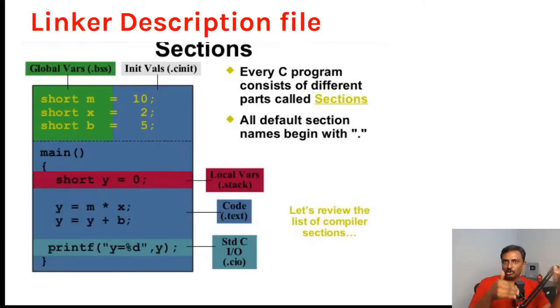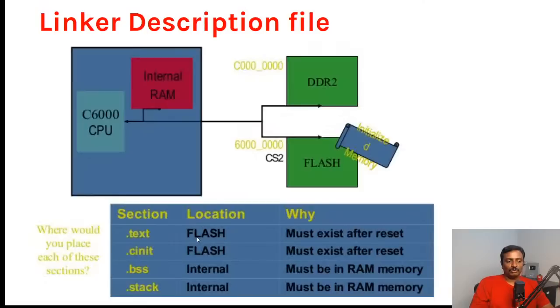So every C code, whenever you write a C program, I'll just repeat, this C program will be divided into sections, like .cinit sections, .bss sections, .stack sections, .text and .cio sections. So you have to place these sections in appropriate memory.